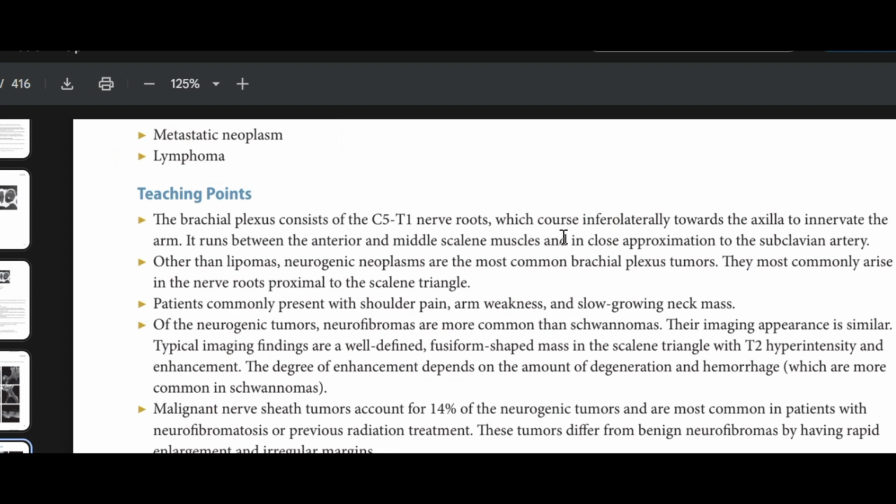The brachial plexus will course inferolaterally towards the axilla to innervate the arm. It runs between the scalene muscles in close proximity to the subclavian artery. Patients commonly present with shoulder pain and arm weakness in case of compression of the brachial plexus nerve roots.